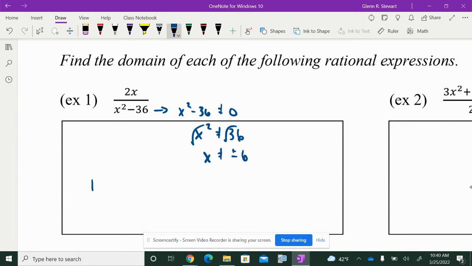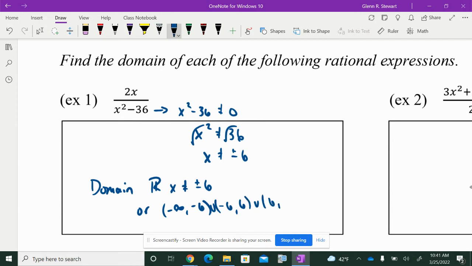So if you remember from domain, we could either write it as all real numbers, where x cannot equal plus or minus 6, or we could write it in interval notation: negative infinity to negative 6, negative 6 to 6, or 6 to infinity.